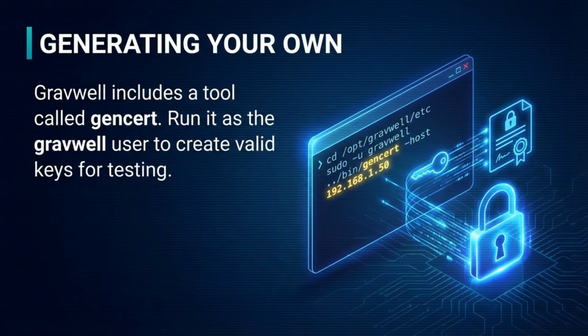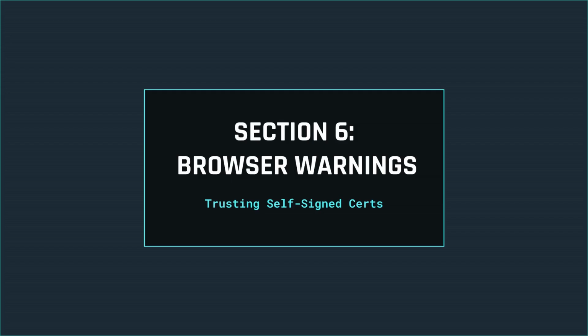cd /opt/gravwell/etc, then sudo -u gravwell ./bin/gencert -host 192.168.1.50. Section 6 addresses browser warnings and how to trust self-signed certificates.